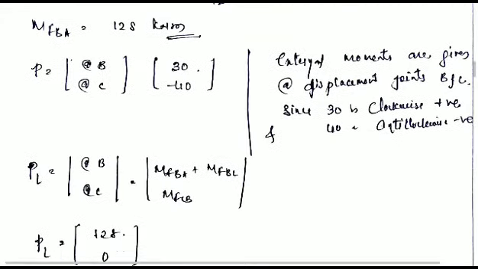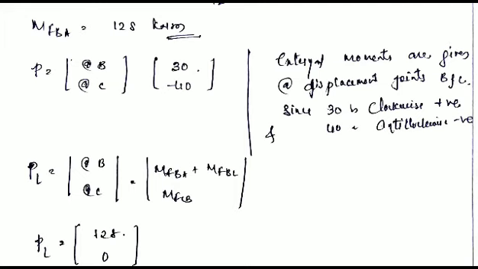Similarly, coming to the next one, calculation of PL. PL, as we know, is nothing but the summation of fixed end moments at the coordinate points. Which are the coordinate points here? B and C. So find the summation of fixed end moments at B and at C. At B, there are two members connecting at B joint, that is BA and BC. So MFBA plus MFBC is the summation of moments at B joint.